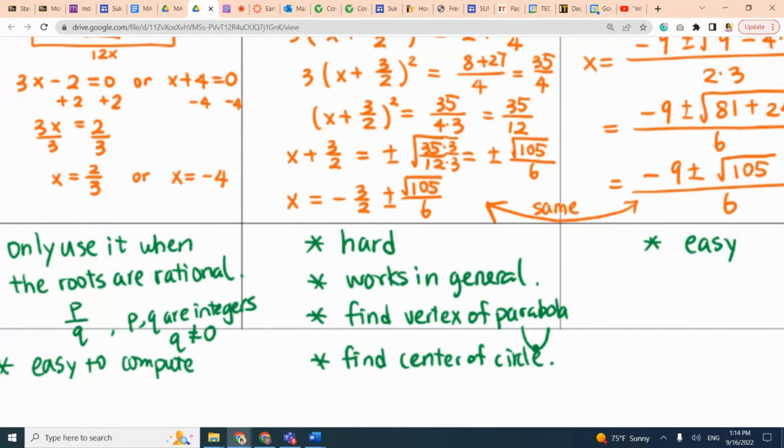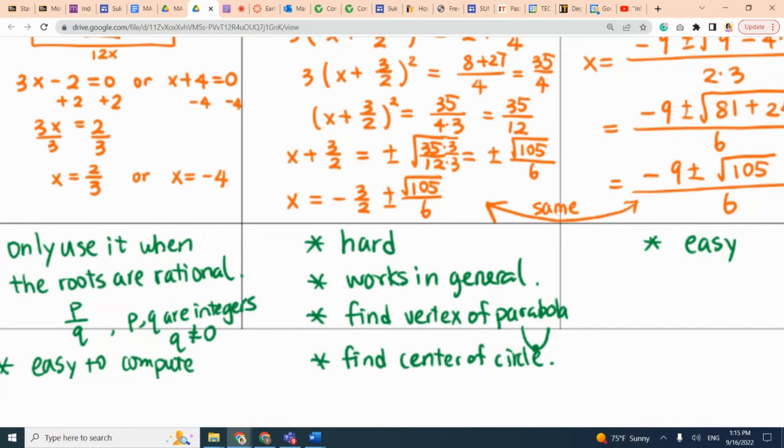You know 12 is 4 times 3, okay? If you want to rationalize the denominator, you want to multiply by 3. So multiply by 3 and divide it by 3, then the numerator is square root of 105. The denominator, square root of 36, is 6. Now, both sides subtract 3 over 2. Therefore, x is negative 3 over 2 plus or minus square root of 105 over 6.